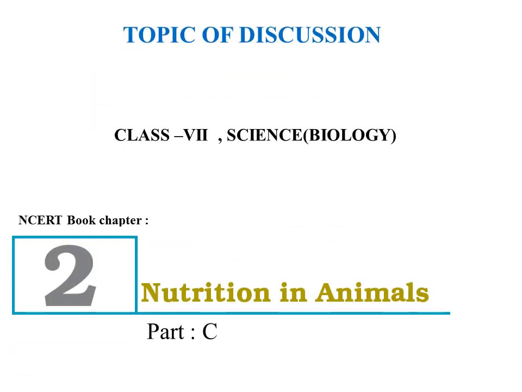Today's topic of discussion is nutrition in animals, part C. In the previous class we have already discussed the compartments of the digestive tract or alimentary canal, including the mouth, food pipe and stomach. Now today we will discuss the remaining parts of the digestive tract.